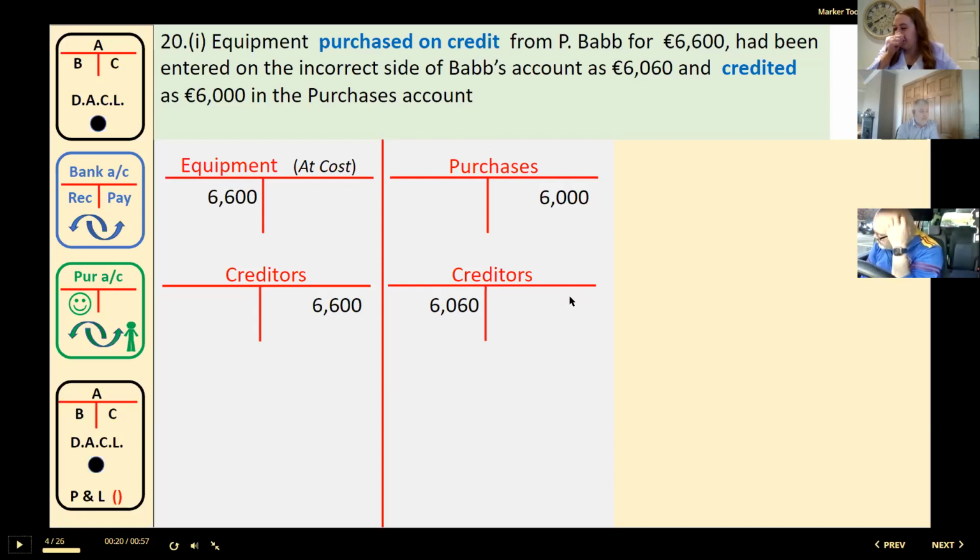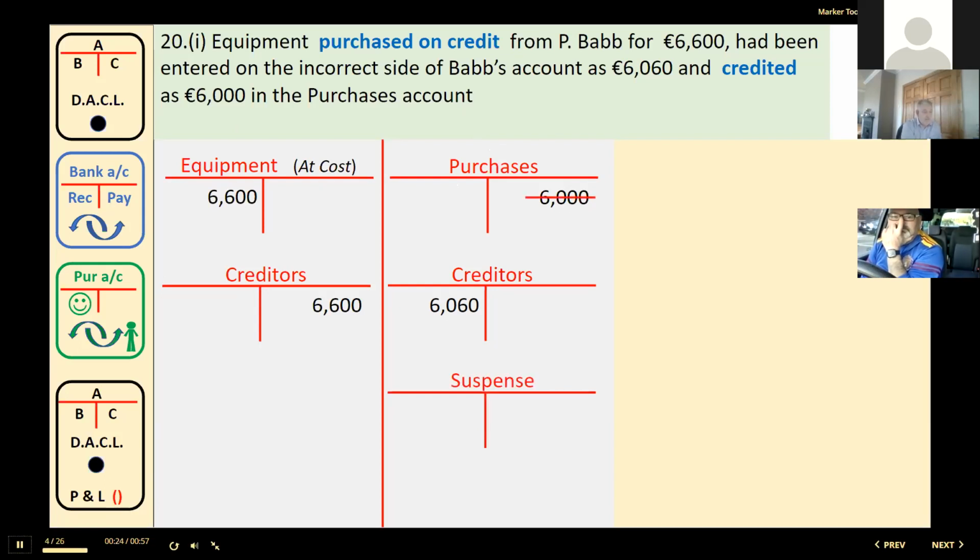Okay, so that's task 1, the correct. There's task 2, the incorrect. Task 3 of our 5, fix it. I'm going to do that using the wipe out and start again method. So I'm going to need the suspense: get rid of the 6,000 with the 6,000 to suspense, get rid of the 60-60 with the 60-60 to suspense. So that's how I've wiped everything back to a clean slate.